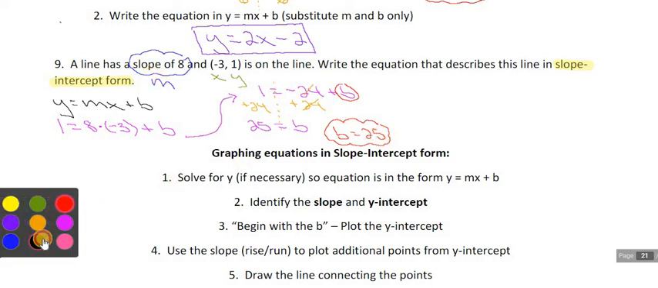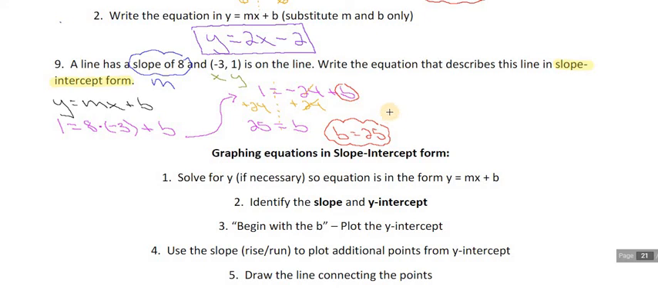So now we can go back to our slope-intercept form. y equals mx plus b, and substitute in. So we only plug in m and b. So y equals, m was 8, so 8x plus b is 25. So y equals 8x plus 25 is our equation in slope-intercept form.